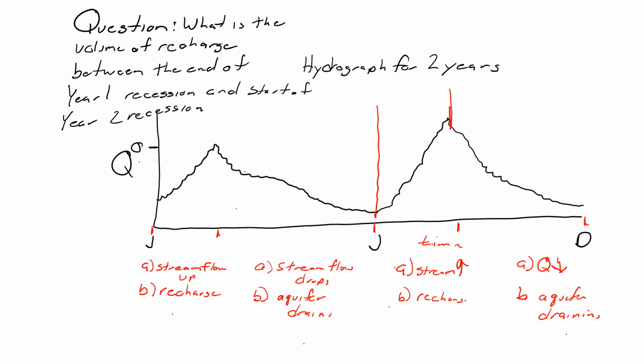So the Q naught, let me make some room here. Let's put this out here. So Q naught for year one, to make it easier, 1,100 cubic meters per second. That's what we were using in all the previous examples. Okay, the Q naught for year two is going to be 1,500 meters cubed per second.